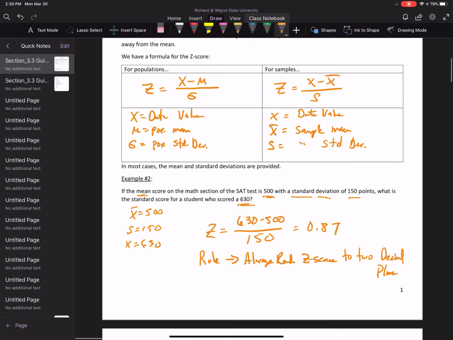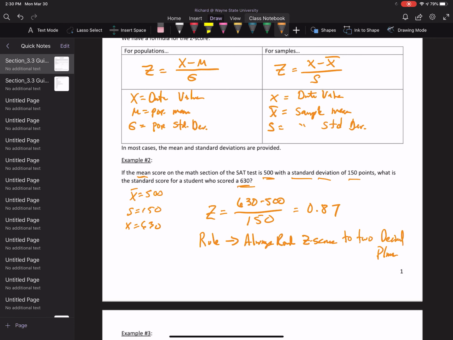One of the questions that comes up is, is this score of 630 good? It's a fair question to wonder. Let's consider where that's at. In the middle we know is 0 standard deviations, and we've got 1, 2, and 3, and -1, -2, and -3. We have 0.87 standard deviations, so that's going to be less than 1. Maybe about here is where that score would be.